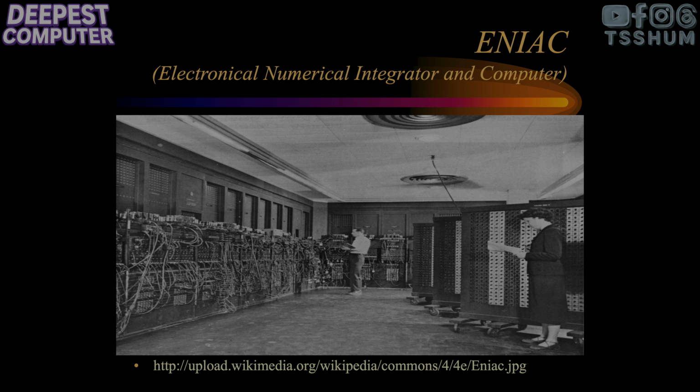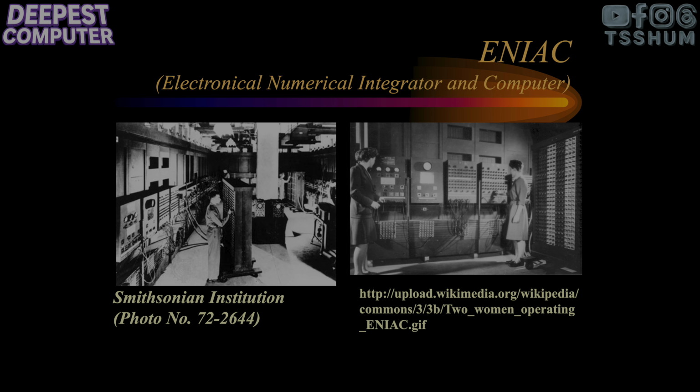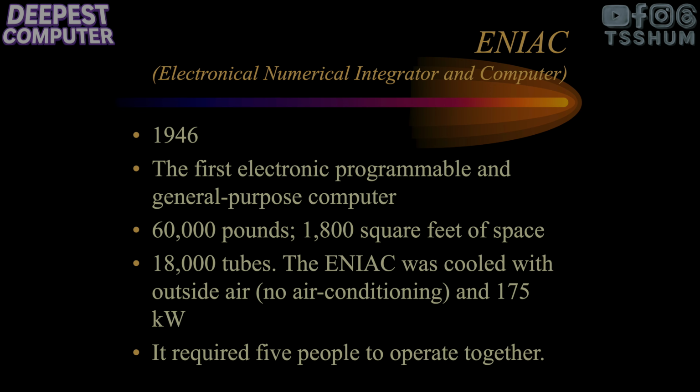ENIAC, the Electronic Numerical Integrator and Computer, was another early large-scale machine. These images show two women operating the ENIAC, illustrating the size and complexity of the machine. Launched in 1946, ENIAC was the first electronic programmable general-purpose computer. It weighed 60,000 pounds, took up 1,800 square feet, and contained 18,000 tubes.